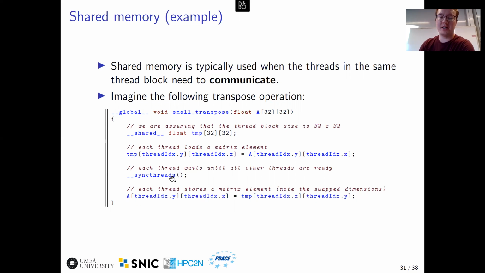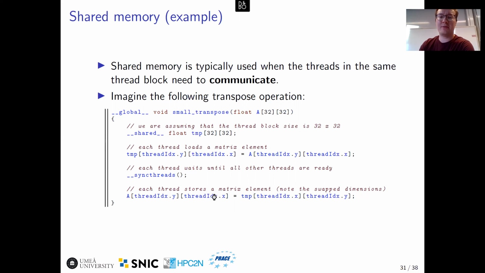Then they are going to synchronize. So after synchronization, all the threads are sure that all the other threads in the thread block have executed the previous line. And then they can read the data from the shared memory and store it back to their corresponding place in the global memory. So that is typical: you allocate shared memory, then you do something with the shared memory, you synchronize, and then you do something with the data and store it to the global memory.